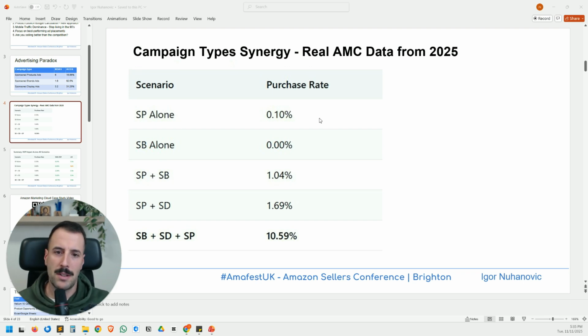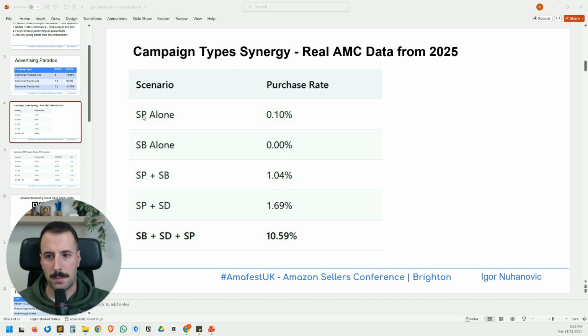So when you run your campaigns in isolation, and you measure sponsored products performance, sponsored brands performance, you may get high ACOS, you may get not so satisfied results. But when combined, from this is the data from Amazon Marketing Cloud, you will see an increase in purchase rate.